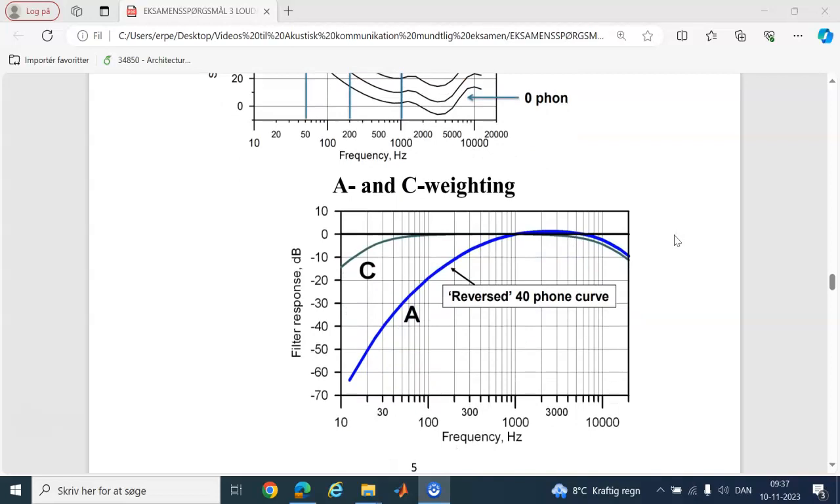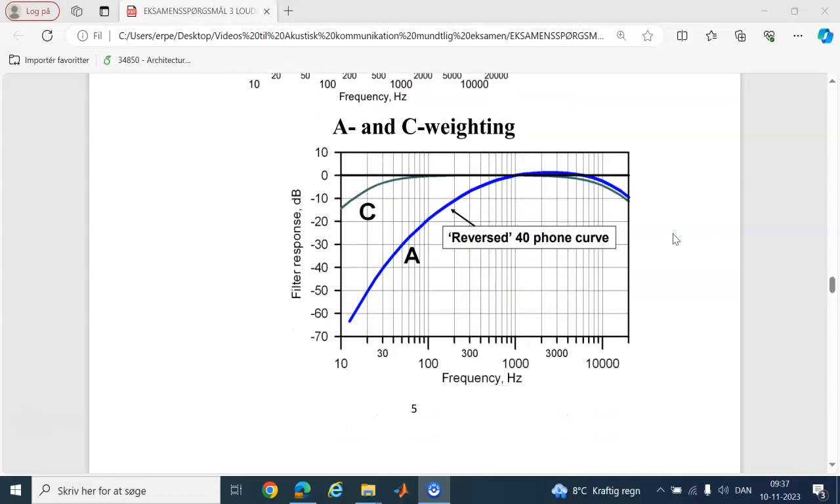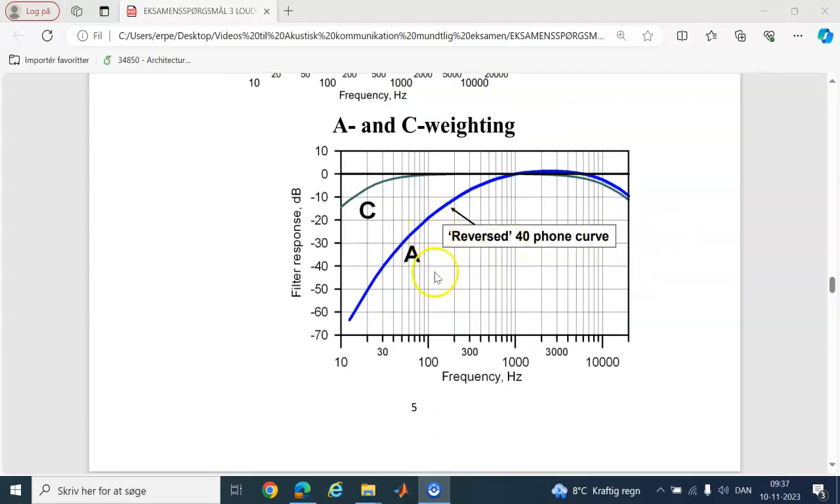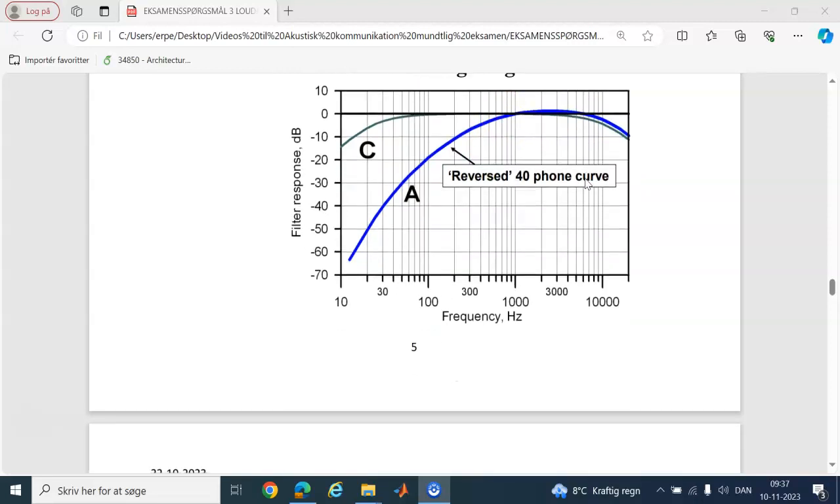A and C weighting. A weighting, you can call it a reversed 40 phon curve. And C, we have C. C is weighting all frequencies almost equally. The A curve is weighting the low frequencies less than higher frequencies, or a frequency area between, for instance, 1,000 and 4,000 or 5,000.